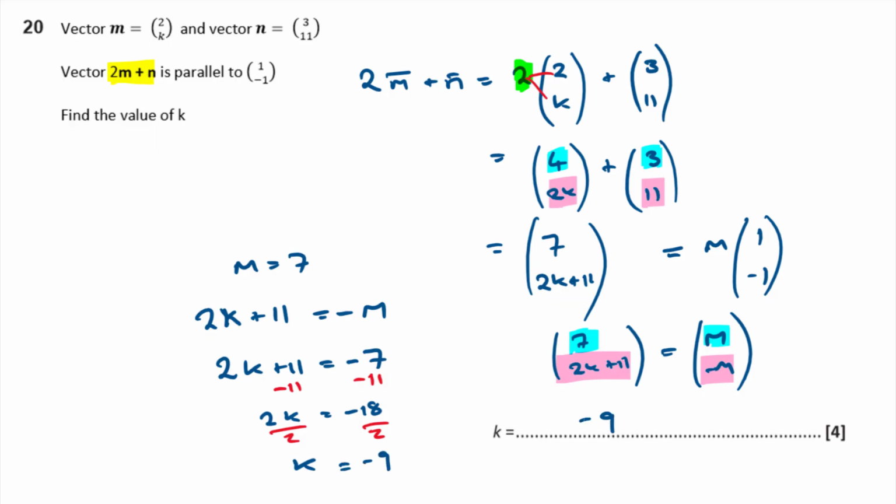K is negative 9. Now, if you're wondering where this m came from here, it's not mentioned anywhere in the question. I just made it up. I shouldn't really have used m because I've got another vector called m, so naughty, naughty me. I just meant that to be some sort of value like x that we don't know what it is yet, but we're going to find out what it is later. Okay, so I introduced that m.